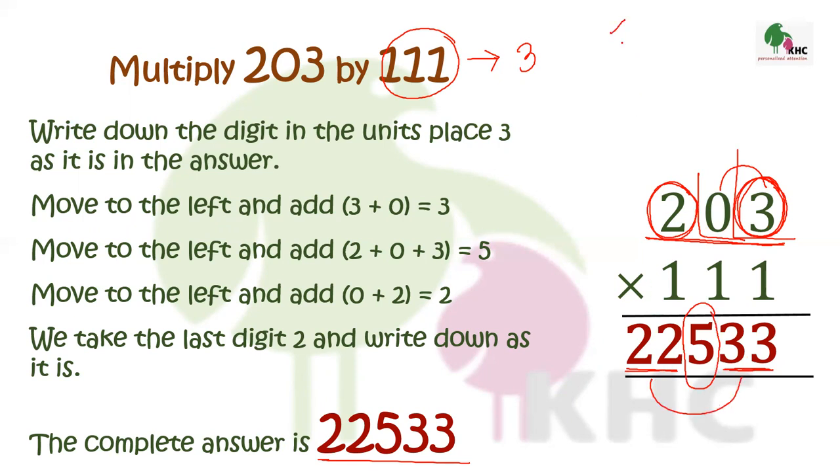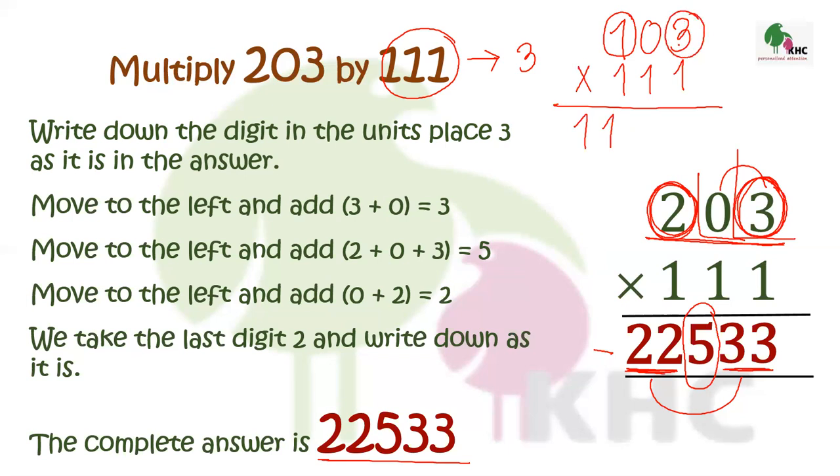Similarly, if I give you 103 by 111, then by looking at this answer, I'll be able to tell what my answer would be. So here there was 2, you got two twos here. Here we have 1, so we'll get 2 ones. Similarly, 3 is there at the units position, so you'll get two threes, and in between the sum of 3 and 1 is 4. So the answer is 11433. You can check it, you'll get the same answer.